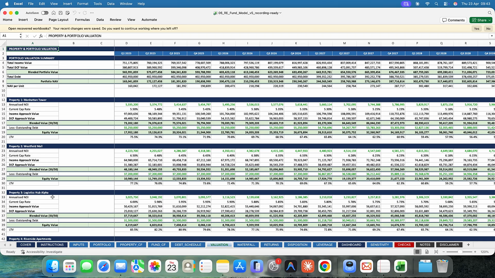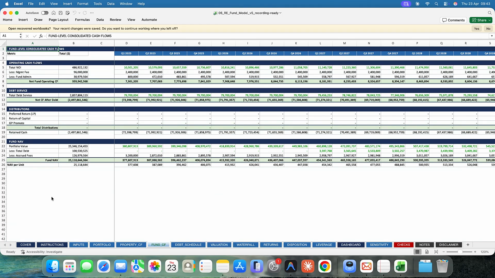And valuation. Cap rate method for stabilized assets. DCF for value add. Residual for development. You see the mark-to-market of every holding at every quarter. Mark-to-market NAV falls out of that. Fund-level consolidation. Every property's distribution flows up, net of fund-level debt, opex, management fees. The cash that actually becomes available to distribute.